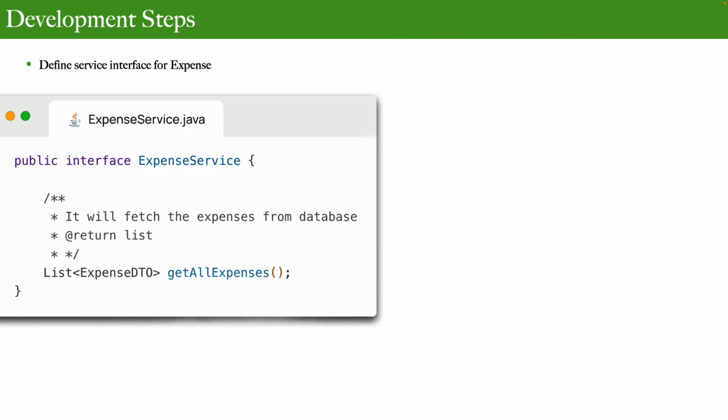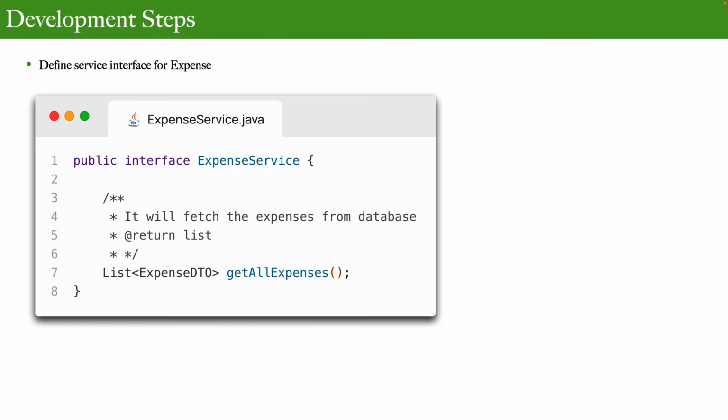The next step is to create the service interface for the expense module. We create a Java interface expense service, and we define the method get all expenses. This method is going to return the list of expense DTO. And next we are going to provide the implementation for this method.